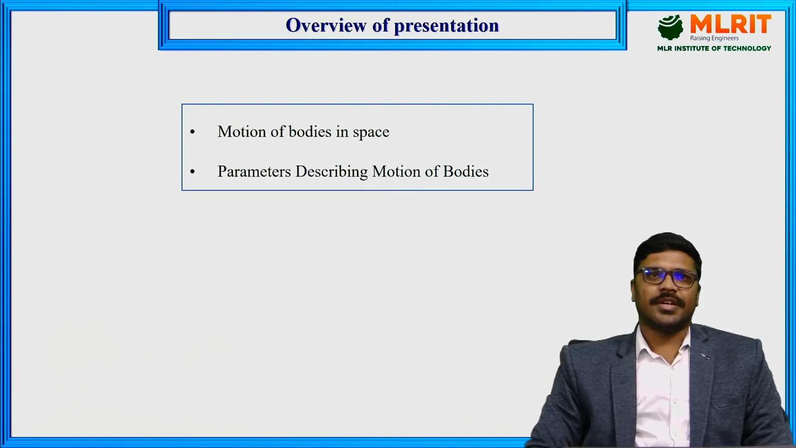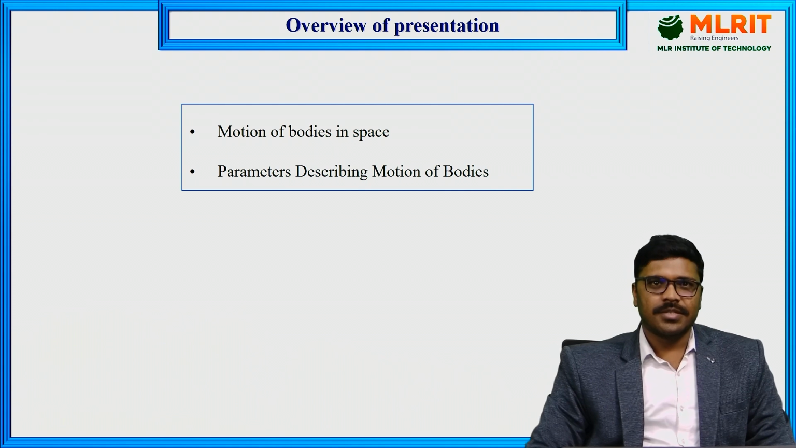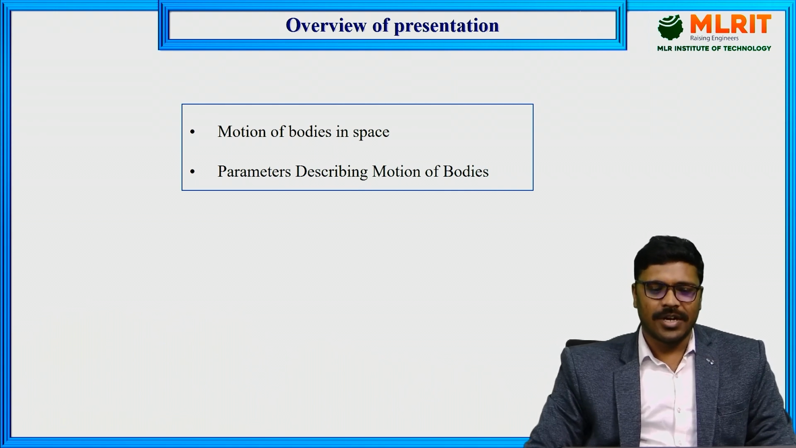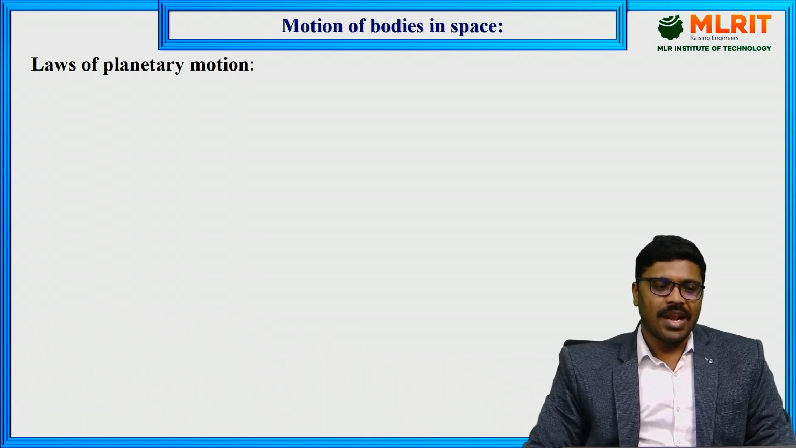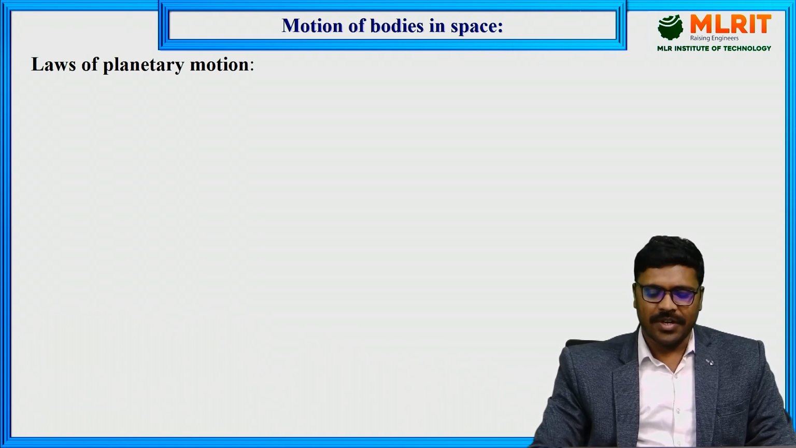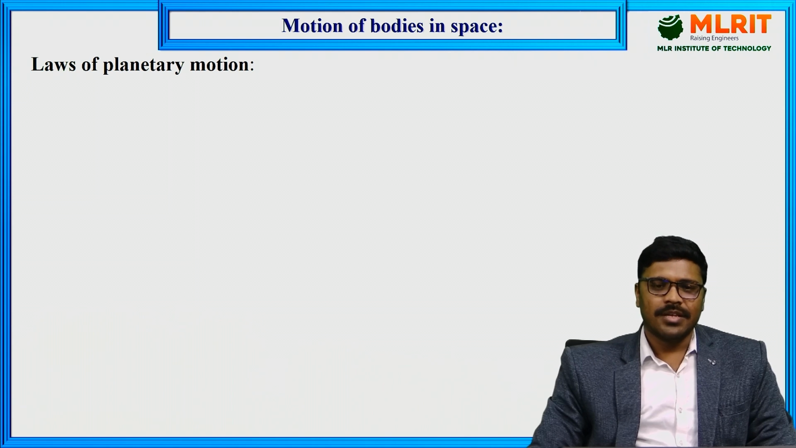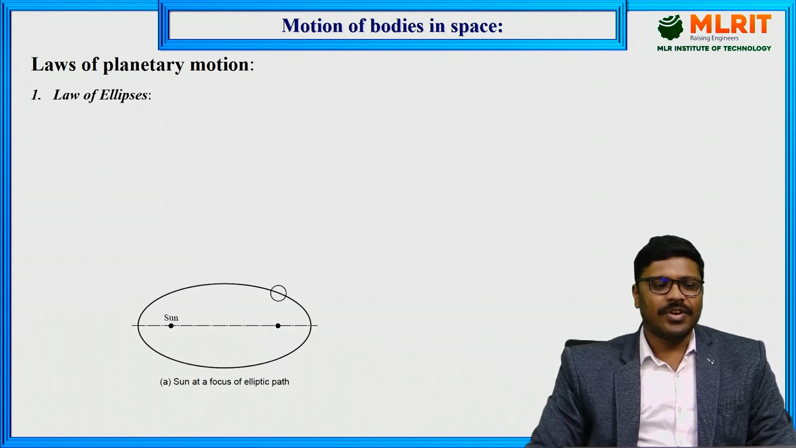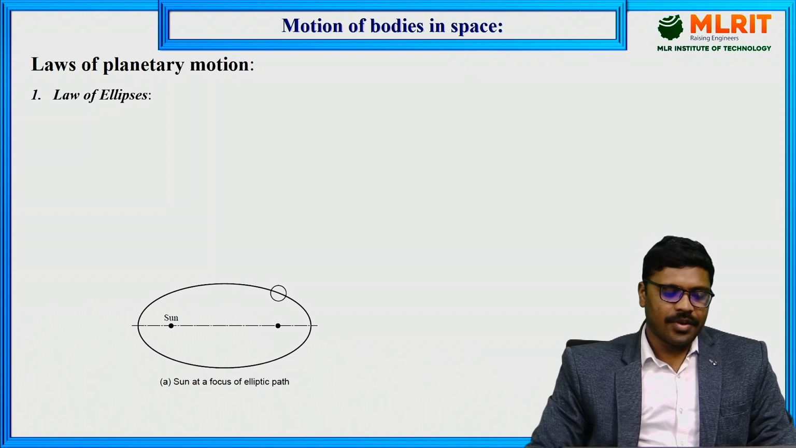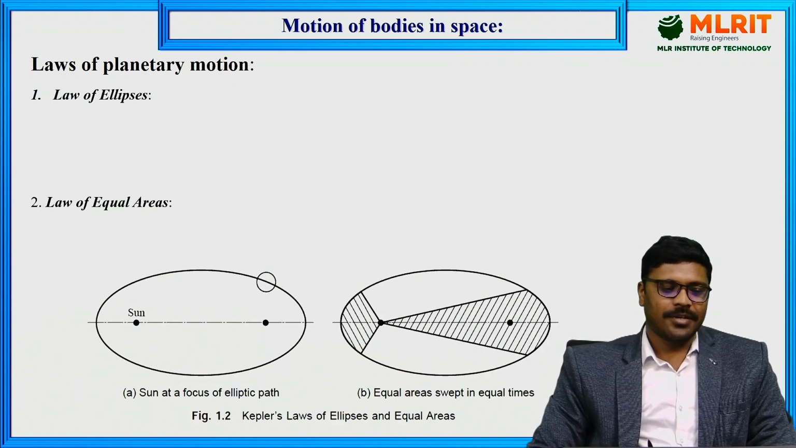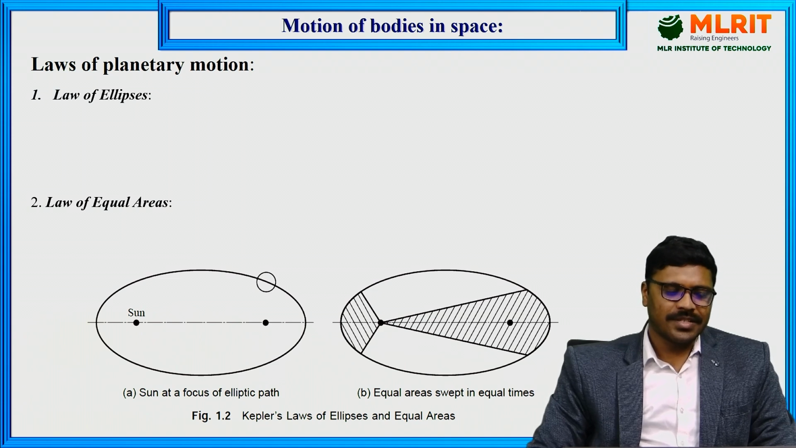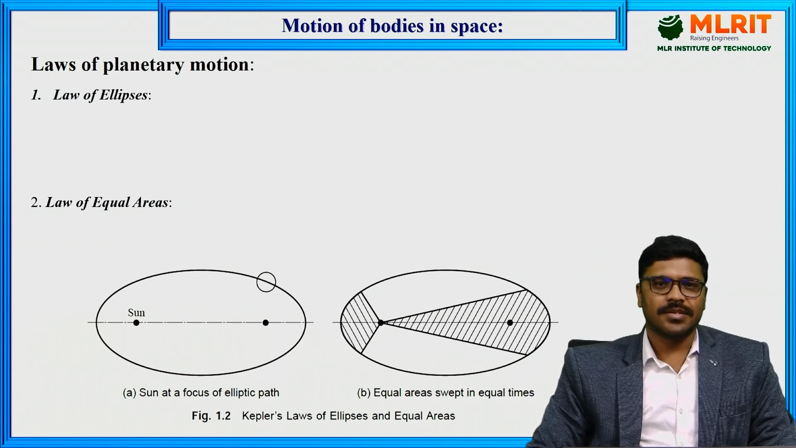So the overview of the presentation: motion of bodies in space and parameters describing the motion of bodies. Coming to the motion of bodies in space, the first topic is the laws of planetary motion. After Newton's law of gravitation, Johannes Kepler described how the planets move in space. The first is the law of ellipses. Here you can see the sun is at the center and the planet is revolving in an elliptical path. The second one is the law of equal areas.